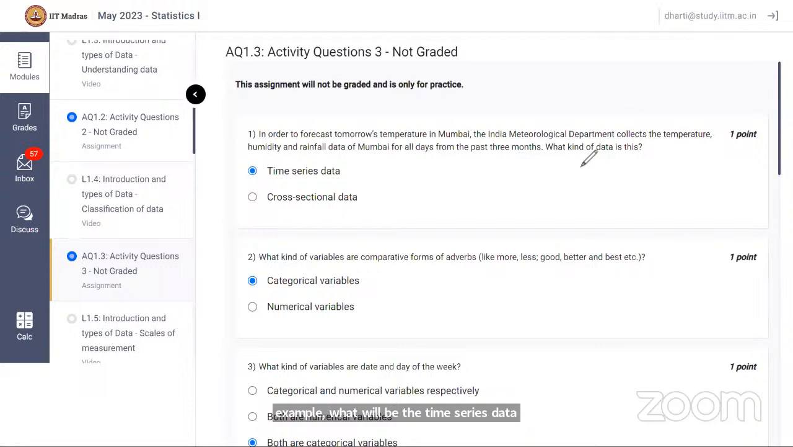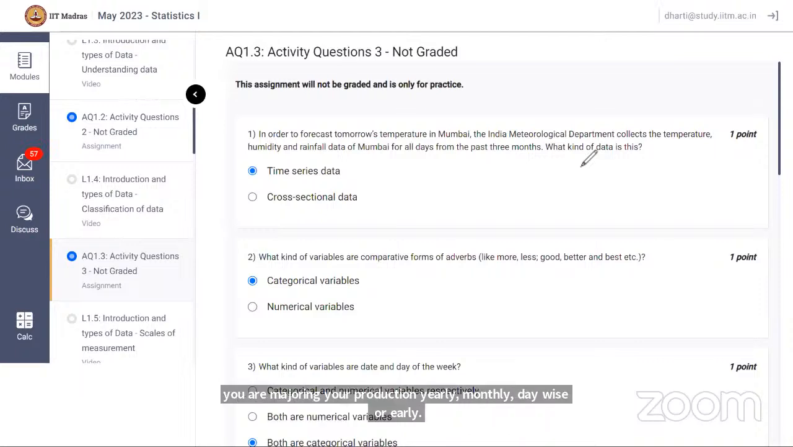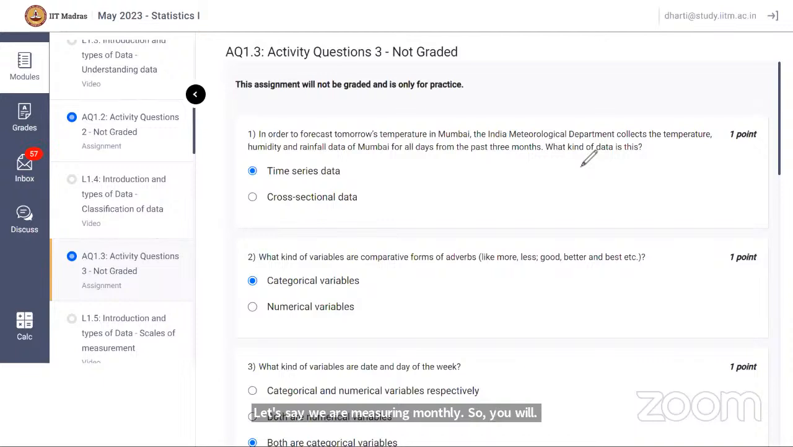When it comes to time series, your frame should be defined by you. If it is 10 years, you may be measuring your production yearly, monthly, day-wise, or hourly. Let's say we are measuring monthly, so you will check monthly production. When you do that, it will be a time series. But when you ask for a particular month or particular day, it will be cross-sectional.